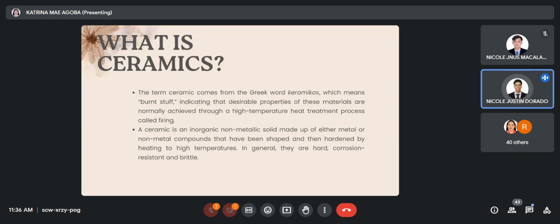So, ceramics are non-metallic, inorganic materials typically made from clay and other natural substances that are hardened through heating at high temperature. So yun nga. They are known for their hardness, strength, and ability to withstand high temperature, making them suitable for a wide range of applications, including pottery, tiles, and advanced materials used in engineering and technology. So next slide.